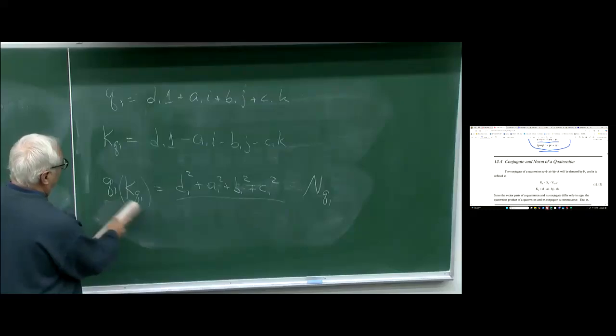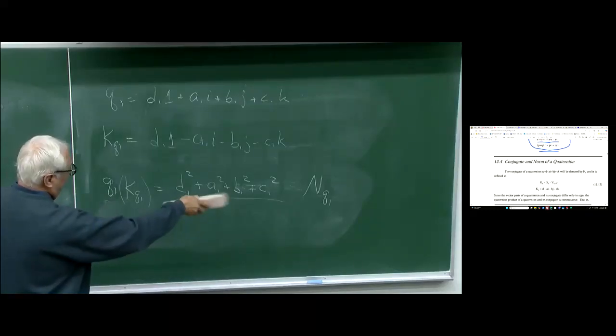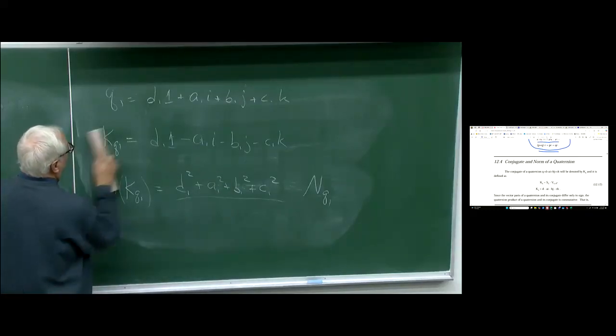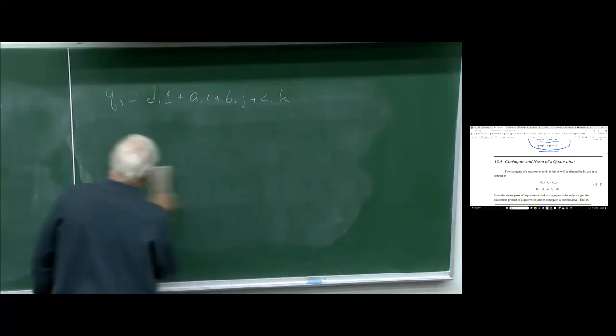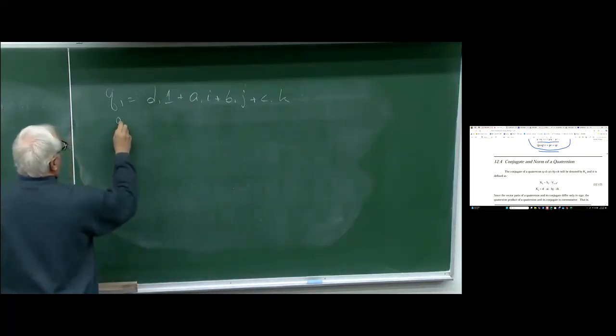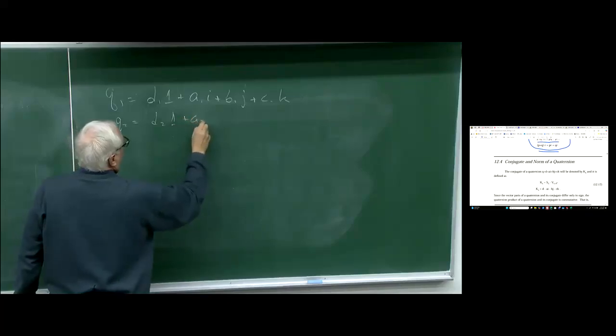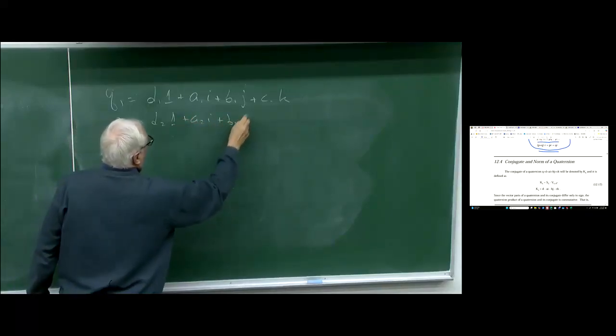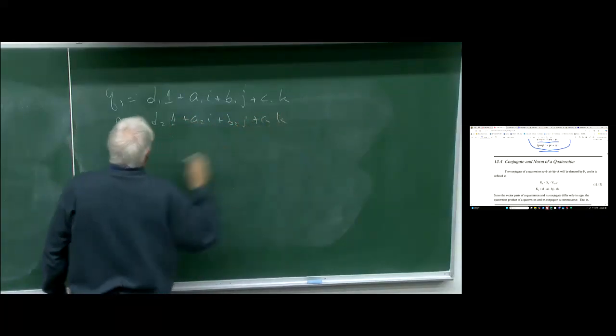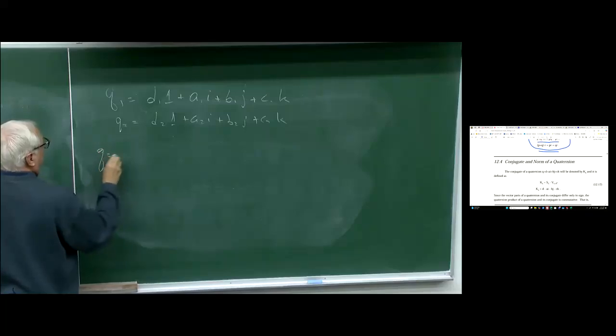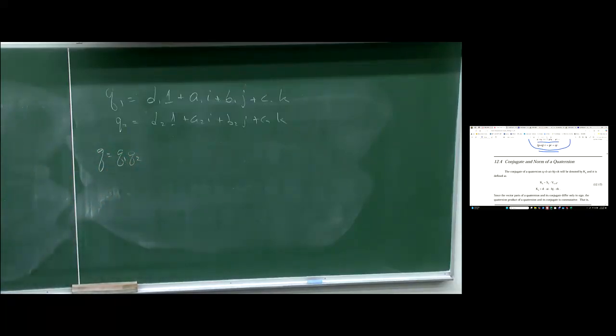So any quaternion times its conjugate just gets you a scalar, a norm value. So what we're going to do now is take two quaternions. The second one is D2, A2, and I'm going to let Q equal the product Q1 times Q2, and the order matters. We know what that is, it's over here on the other board.